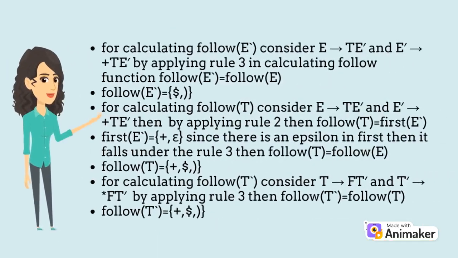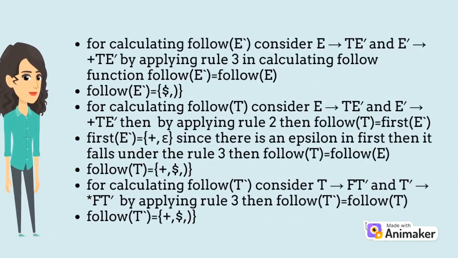For calculating follow of E', consider E tends to TE' and E' tends to plus TE' by Rule 3. Follow of E' is equal to follow of E. Follow of E' is equal to $ and closed parenthesis. For calculating follow of T, consider E tends to TE' and E' tends to plus TE'. Then by Rule 2 follow of T is equal to first of E'. Since there is an epsilon in first, it falls under Rule 3, then follow of T is equal to follow of E, so follow of T is plus, $ and closed parenthesis.